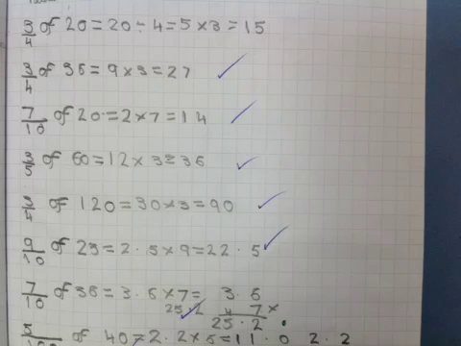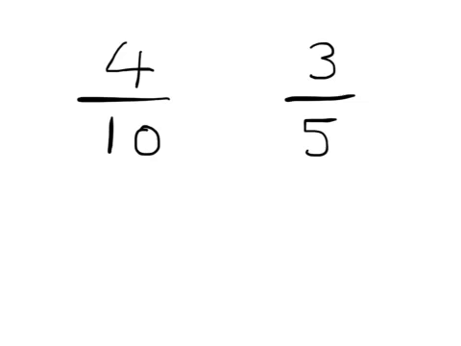So in this example just here, we've got 3/4 of 36. Well, he's worked out that 36 divided by 4 is 9, multiplied by the numerator gives a final answer of 27. Really good work.